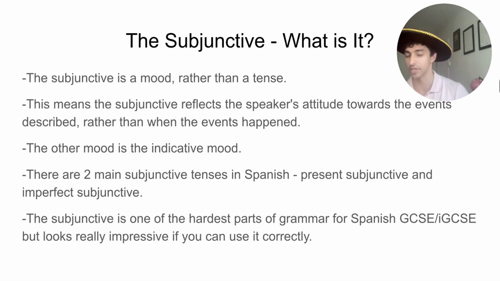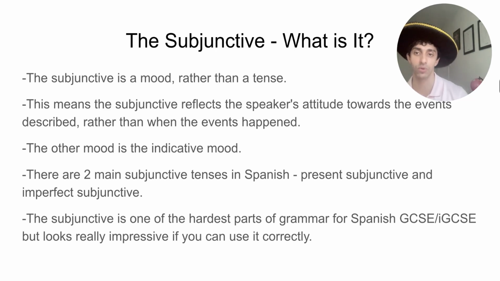The indicative mood, generally everything you'd have learned up till now, all the verb tenses you've learned up till now would have been in the indicative mood. But there is also a subjunctive mood that exists in Spanish as well. And because the subjunctive is a mood, you can have more than one tense within that mood. Just like in the indicative, you have the present, or it would be called the present indicative to give it its full name, the future indicative, imperfect indicative, preterite indicative, and so on.